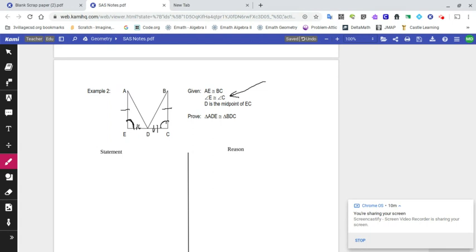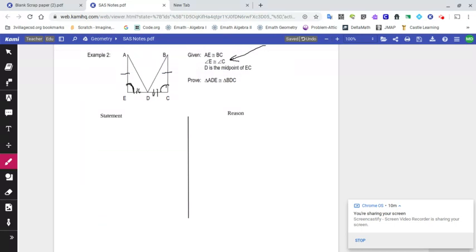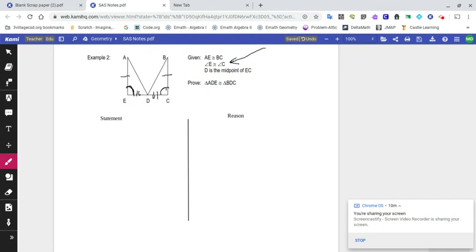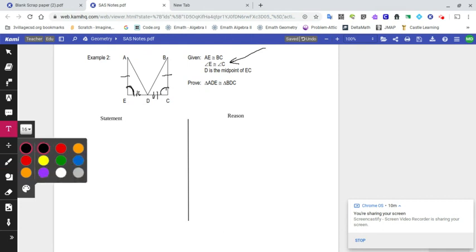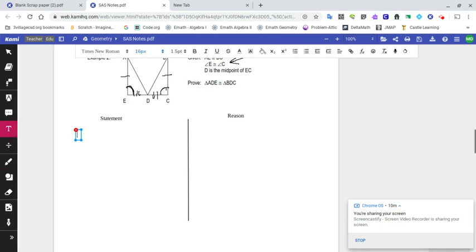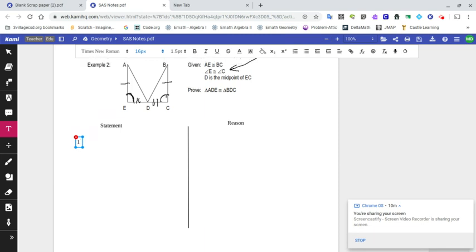Now again, we've got side, angle, side. Marking the diagram tells you exactly which of these methods, we've only done one so far, side, angle, side, but that's going to help you decide which method to use. Again, just like the other one, we're going to have to start off with a given. So I go to a text box, and my first statement is AE is congruent to BC.